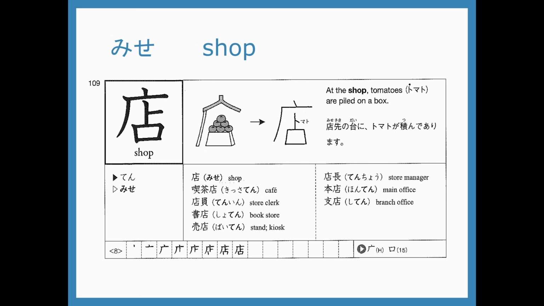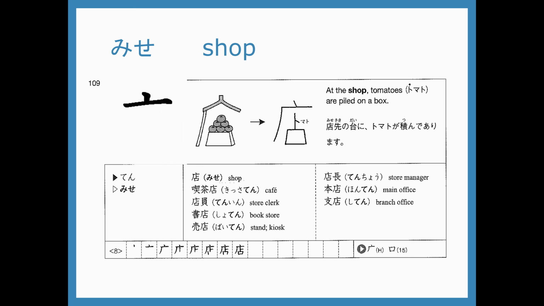Our next kanji is mise. Mise means a shop. We also have a reading ten, which we see in words like kisaten or ten-in. But the one that we focus on in this chapter is mise. When we write mise, we are going to start with this roof shape on the outside, and then we have this part on the inside. So we have 1, 2, 3, and then 1, 2, 3, 4, 5.